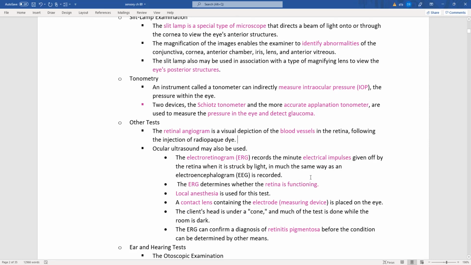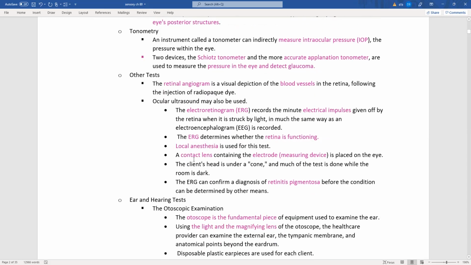It lets you know whether the retina is dead or alive. Local anesthesia is used for this test. A contact lens containing the electrode measuring device is placed on the eye. The client's head is under a cone, and much of the test is done while the room is dark. The ERG can confirm a diagnosis of retinitis pigmentosa before the condition can be determined by other means.